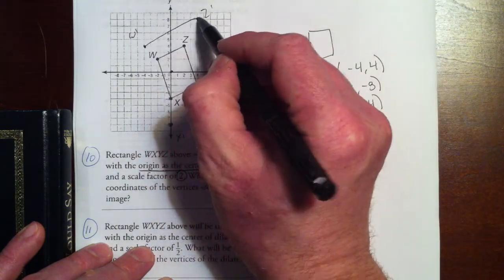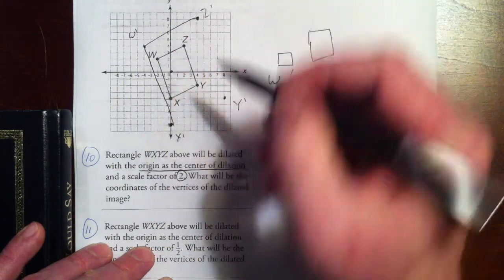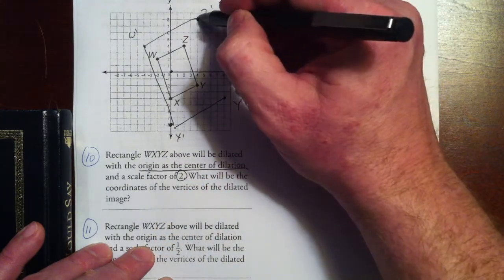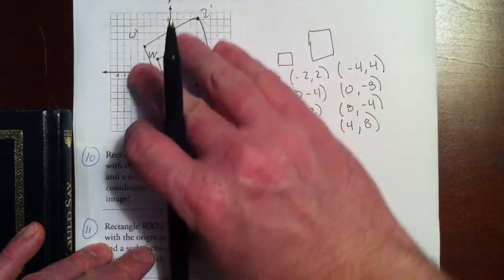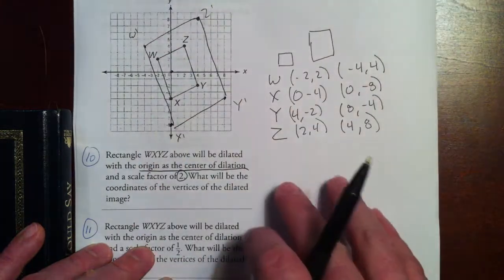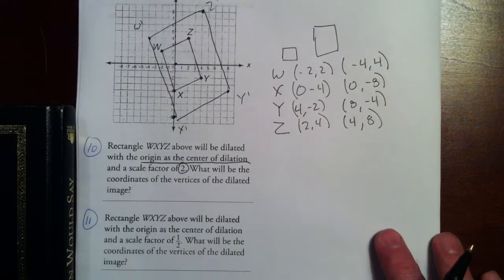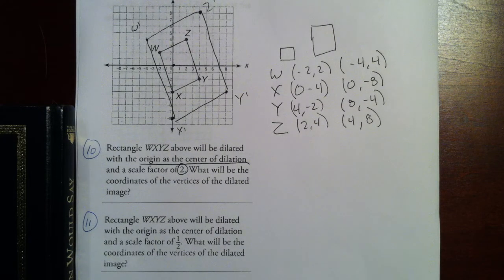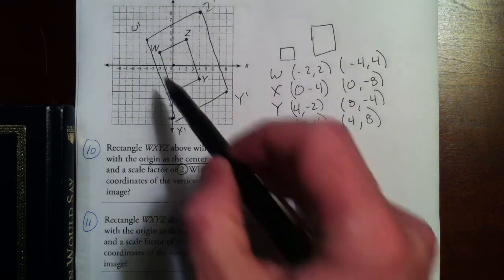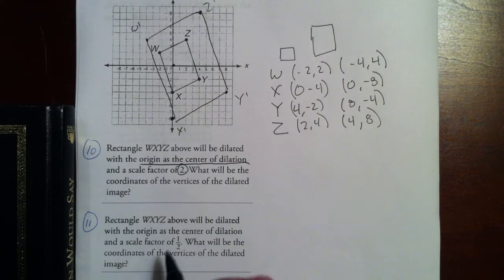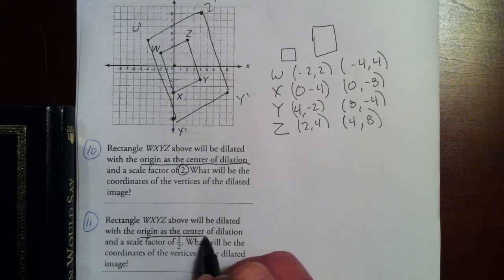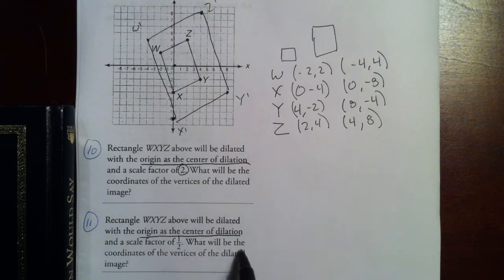And as you can see, we have a new shape, a dilation. Sometimes they overlap. Sometimes if your scale factor is big enough, this guy will move way up here to the top part. Okay. Now, let's take a look at number 11. Rectangle WXYZ above will be dilated with the origin as the center again. So anytime you see origin as the center, that means all you have to do is multiply by the scale factor, 1/2. What will be the coordinates of the vertices of the dilated image?